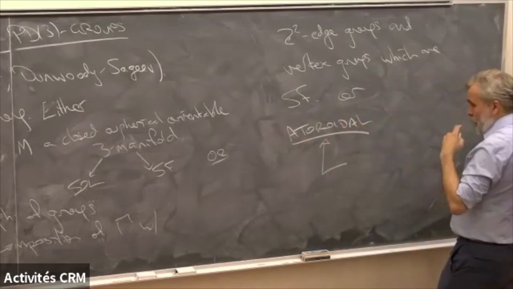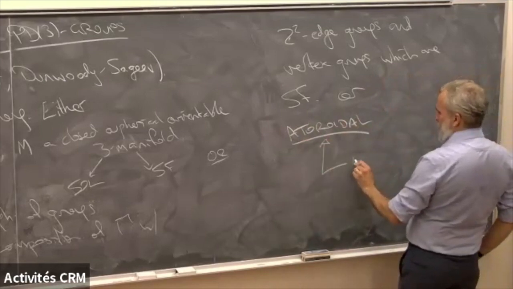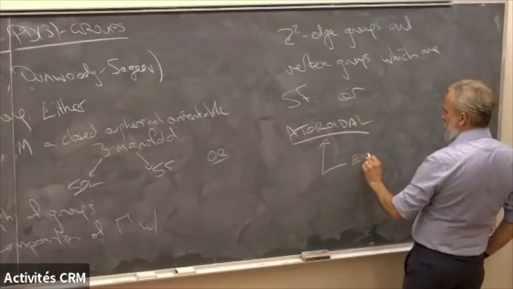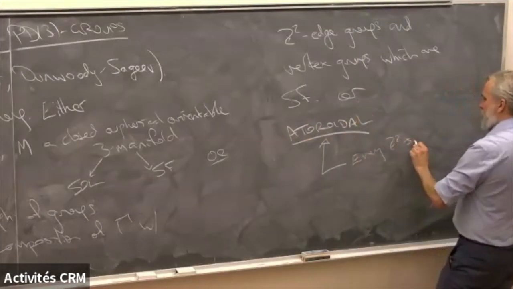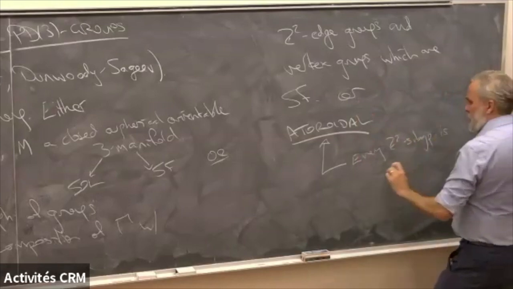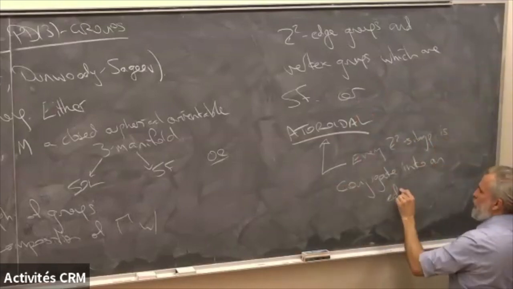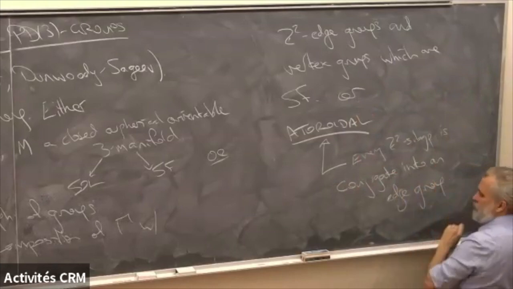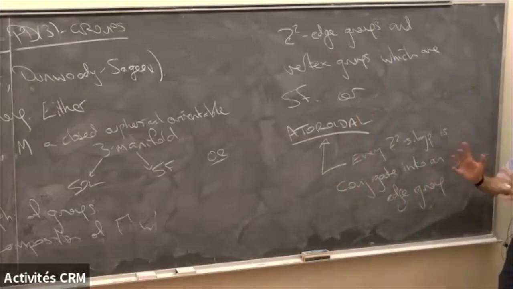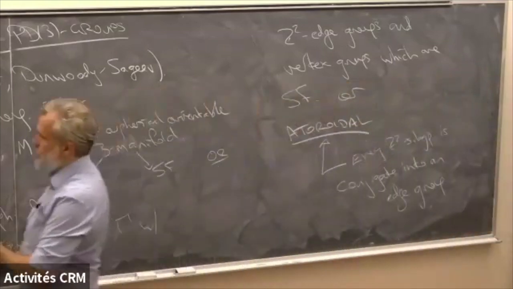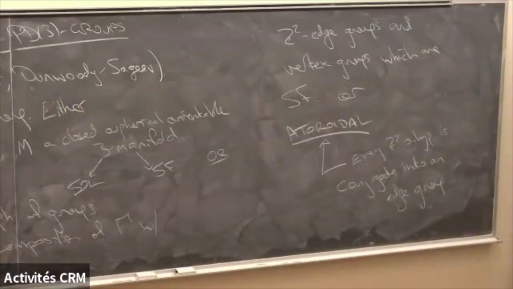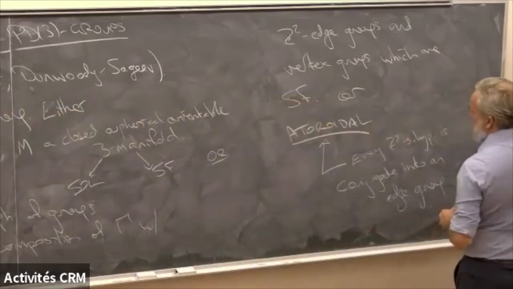So atoroidal means the vertex group is atoroidal: every z squared subgroup is conjugate into an edge group. A torus is a z squared subgroup in this geometric group theory point of view, and the only z squared subgroups of these vertex groups are already in the edge groups.